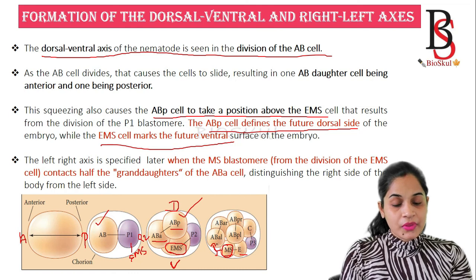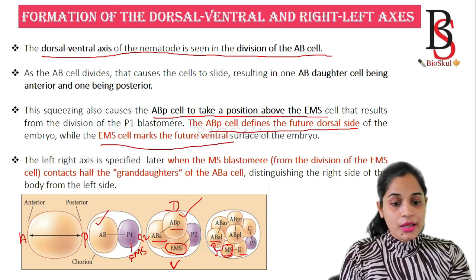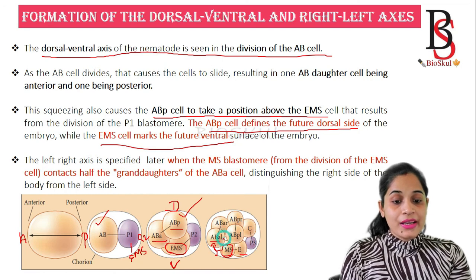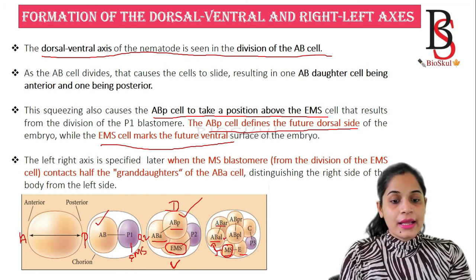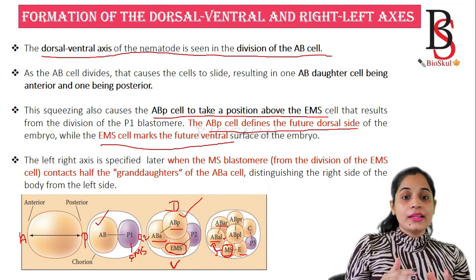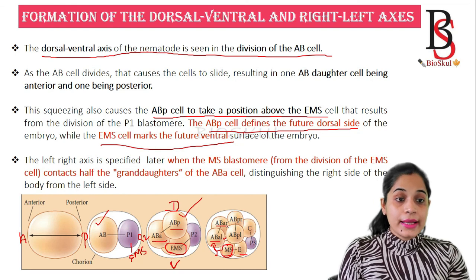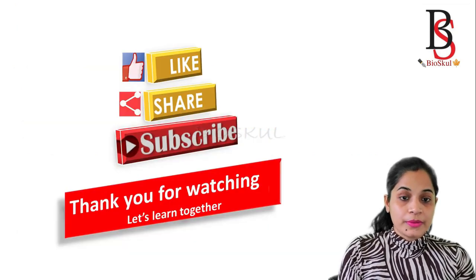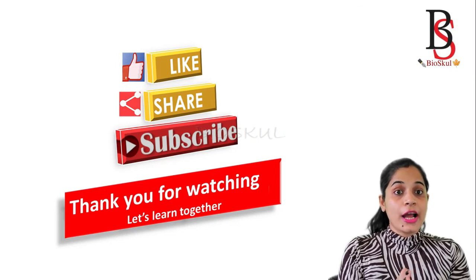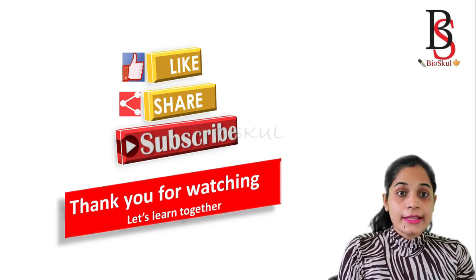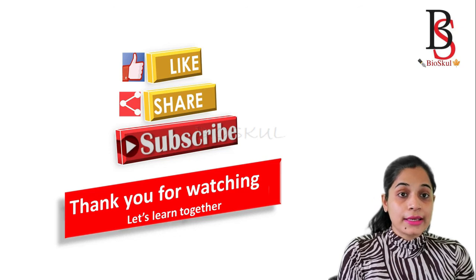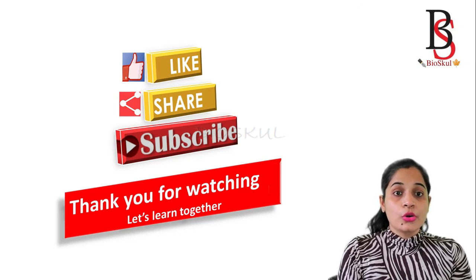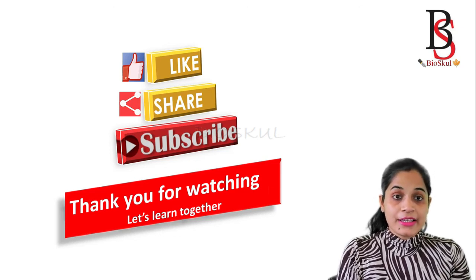So here you see, when the MS cell comes in contact with the AB anterior cell, it forms the AB anterior left side and AB anterior right side. Okay, so in this way, the dorsal-ventral and the left and right axis of nematodes are formed. Hope now you have a clear idea about C. elegans, its fertilization and cleavage, and the formation of dorsal-ventral as well as left and right axis.